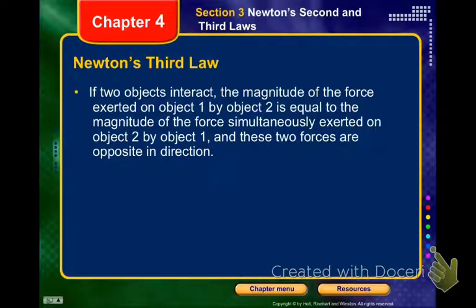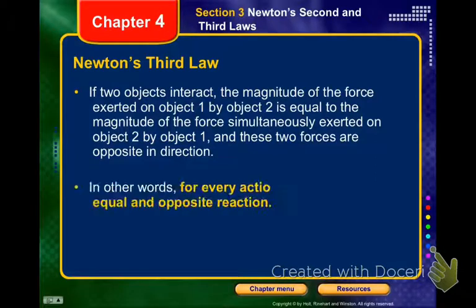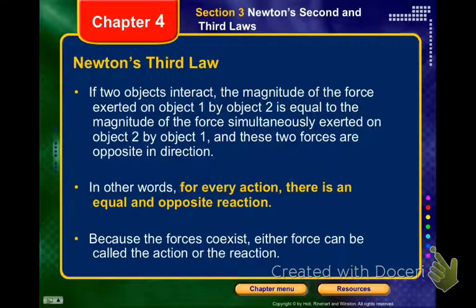For Newton's third law, it says if you have two objects that interact, the magnitude of the force exerted on object 1 by object 2 is equal to the magnitude of the force simultaneously exerted on object 2 by object 1. And these two forces are opposite in direction. So that is the one that you've learned. It says for every action there is an equal and opposite reaction.